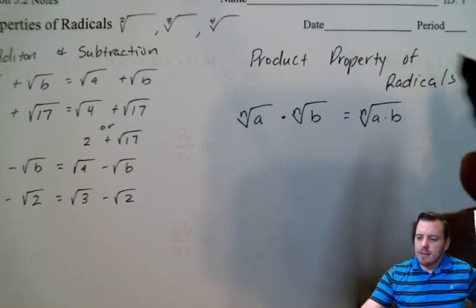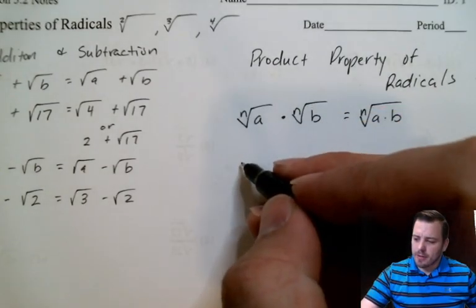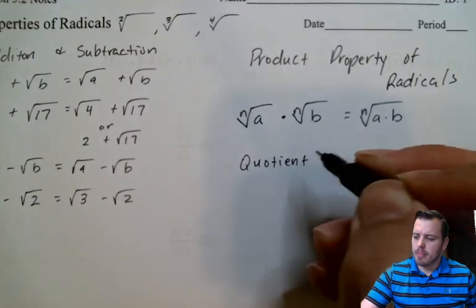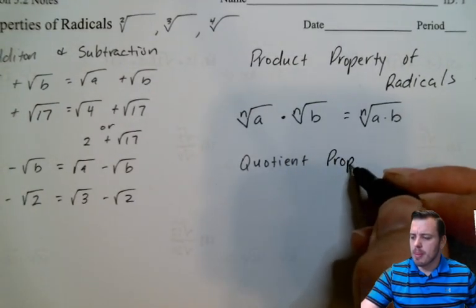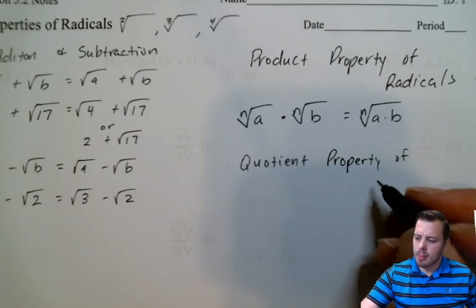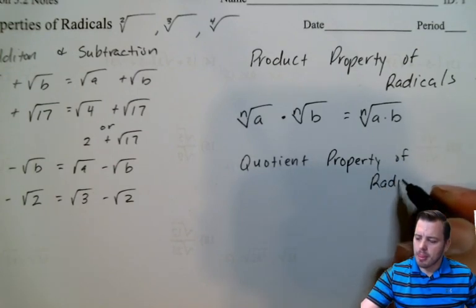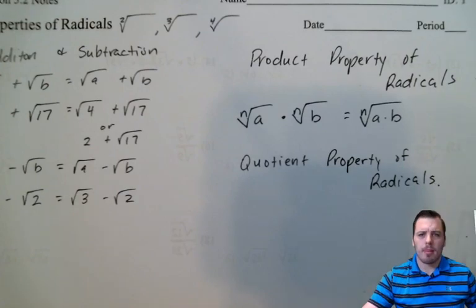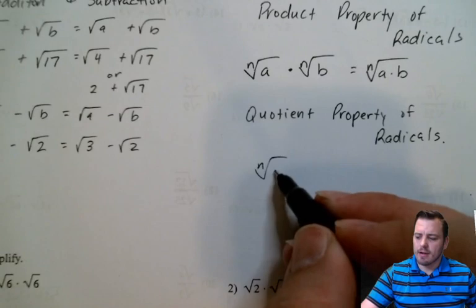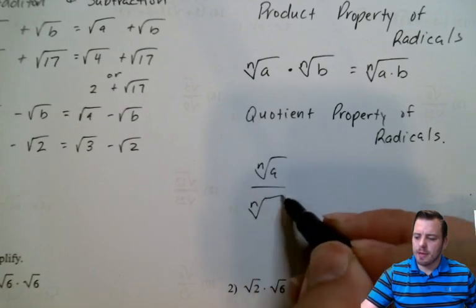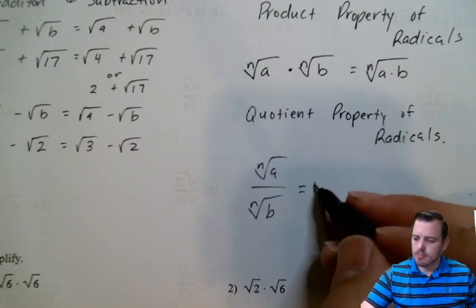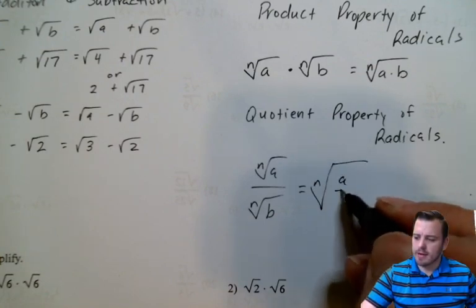And then same way with the quotient property. It simply states this: radical A divided by radical B is equal to radical A divided by B.